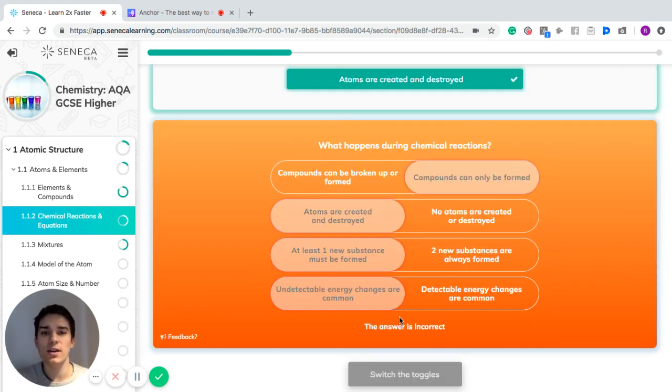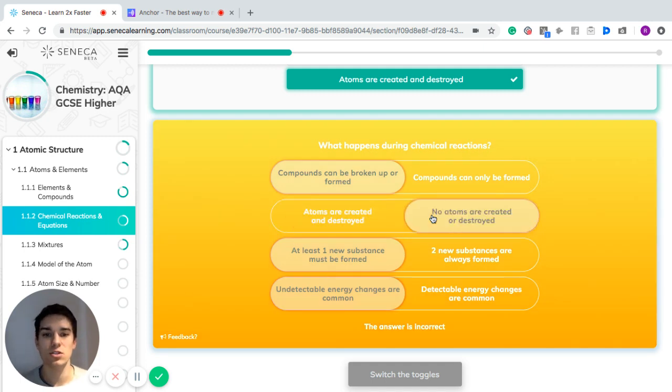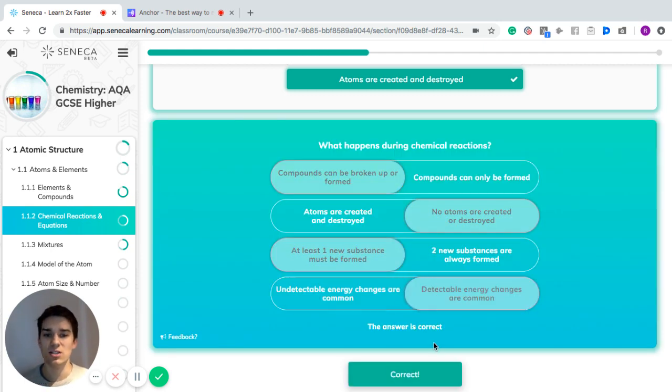And what happens during a chemical reaction? Compounds can be broken up or formed. No atoms are created or destroyed. At least one new substance must be formed, and a detectable energy change is common.